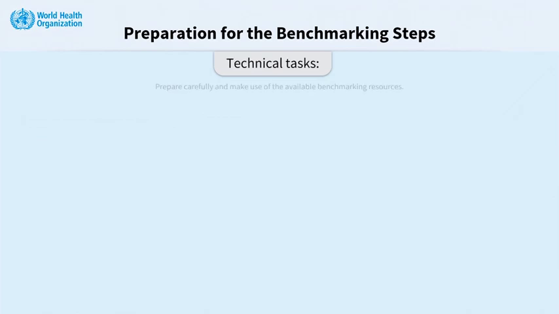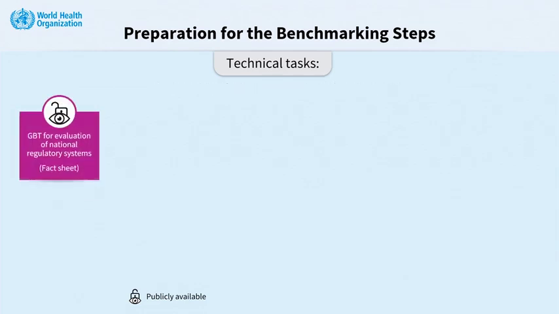From a technical perspective, you will need to prepare yourself very carefully. Various resources are made available to you during the benchmarking process. These include openly accessible resources, marked with an I symbol here. You can refer to these resources at your convenience.